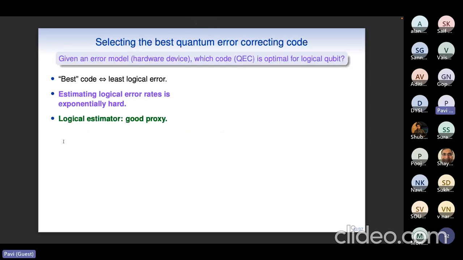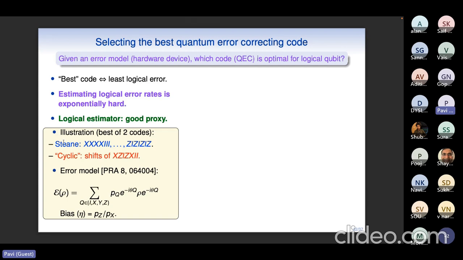Now, let's say we had two different error correction schemes. The question is, which is the better error correction scheme? And often the answer is unclear, because the answer can only be apparent if we take an error model and do a numerical simulation to study the logical error rate or the effective channel for the two error correction schemes. But now we saw that something else answers the same questions as the intensive numerical approach, which is the logical estimator. So let's take an example.